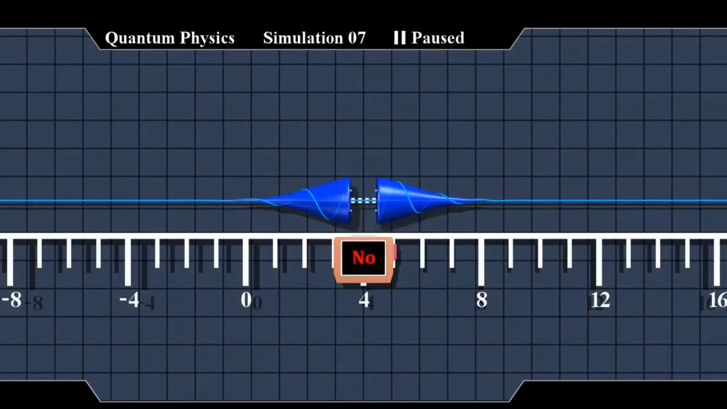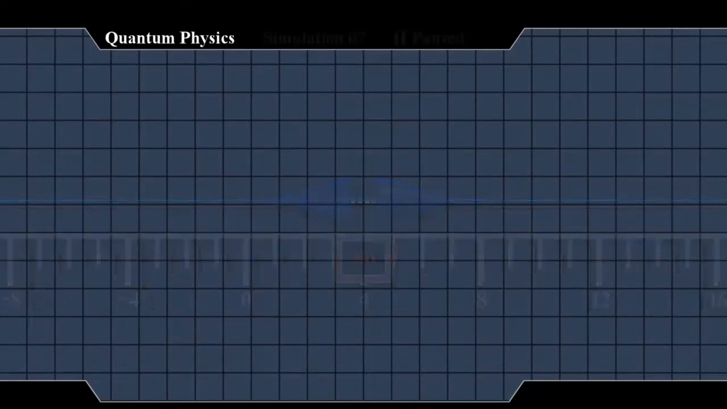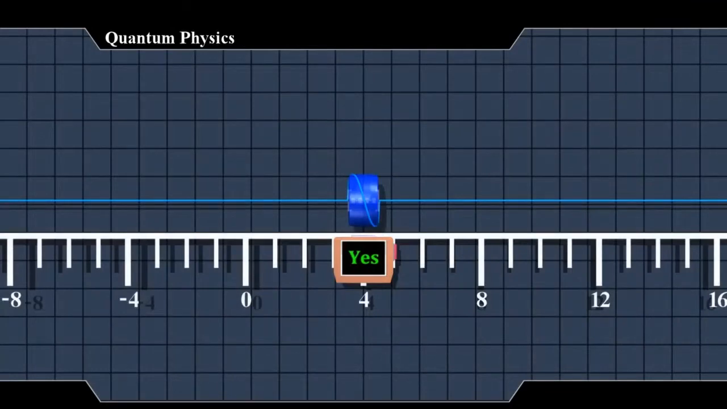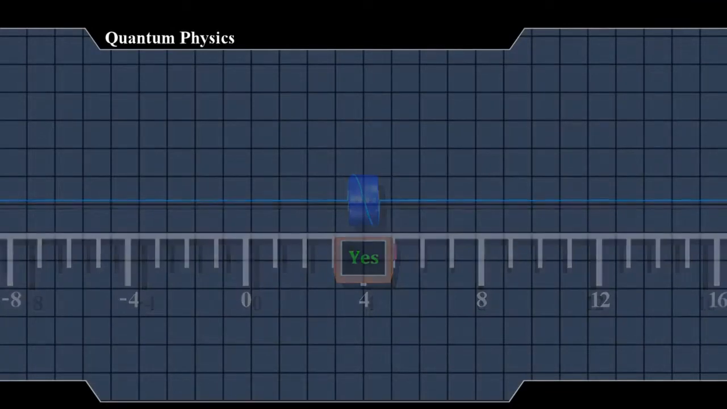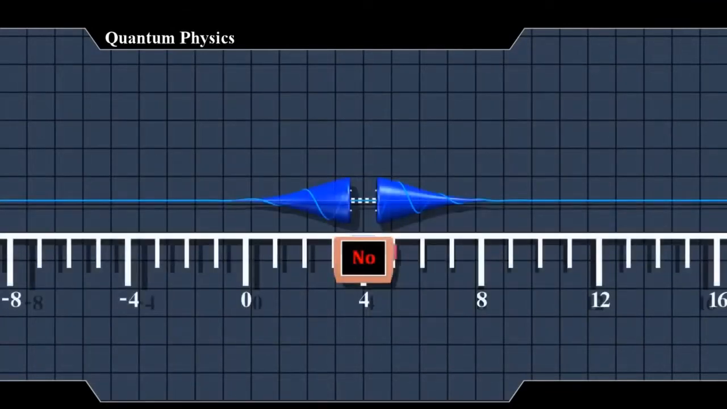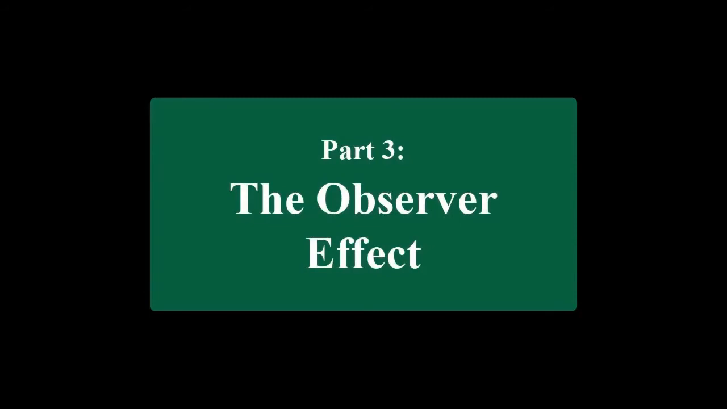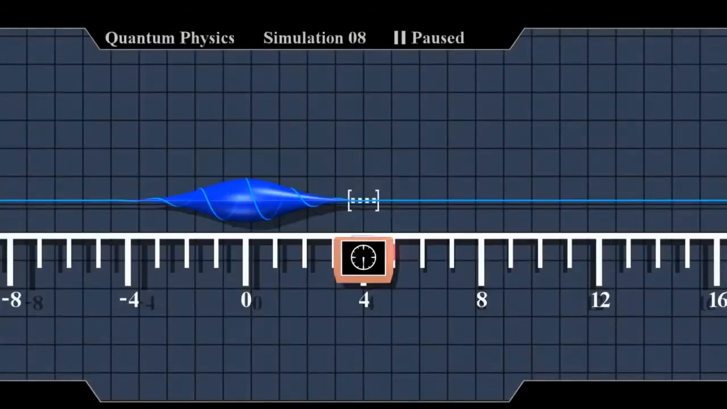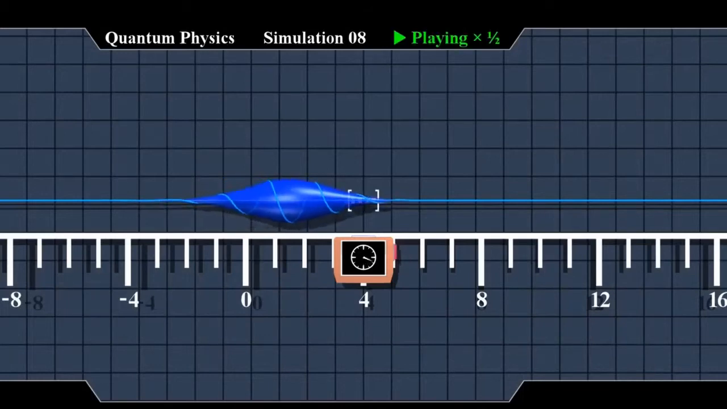The measurement also changes the wave. If the result is yes, the part outside the range gets zeroed out. Otherwise, the part inside the range is zeroed out. This is called wave function collapse. We'll now run the simulation in full before and after the measurement. We'll repeat it twice, once for each possible outcome, and then explain.